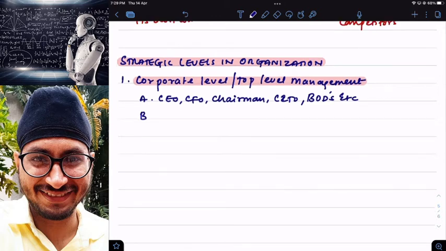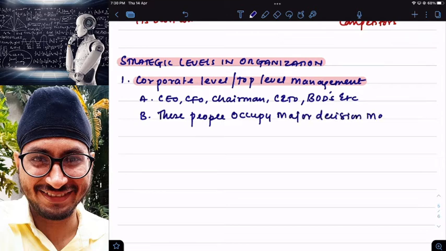These people take major decisions of a business. All the major, big decisions of a business, which level of management will take? Corporate level or top level management will only take these types of decisions. That is why we can say these people occupy major decision making position.